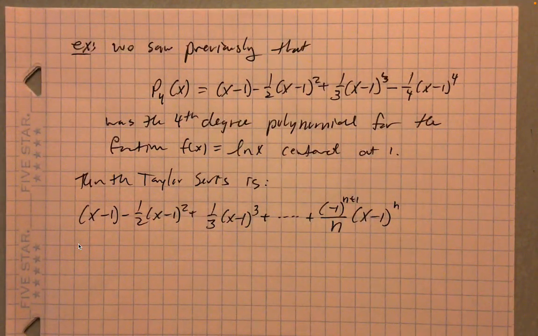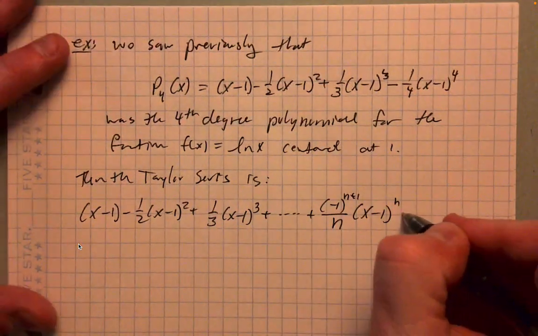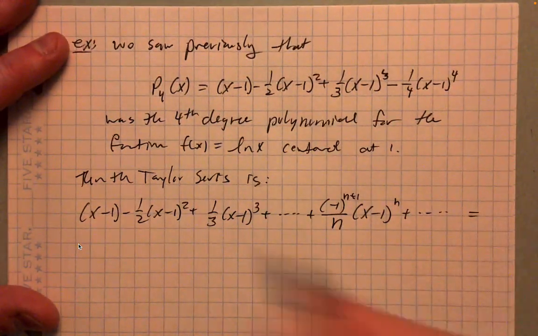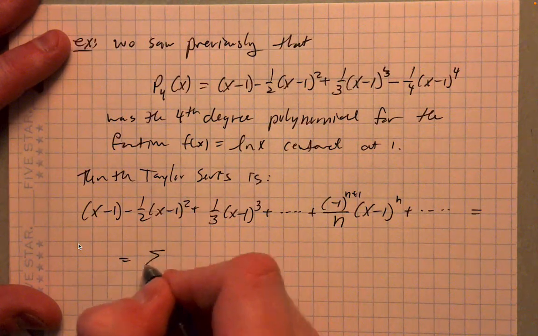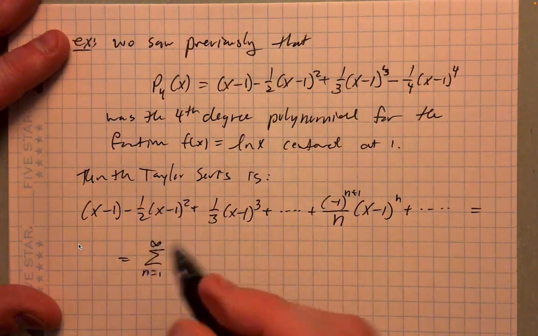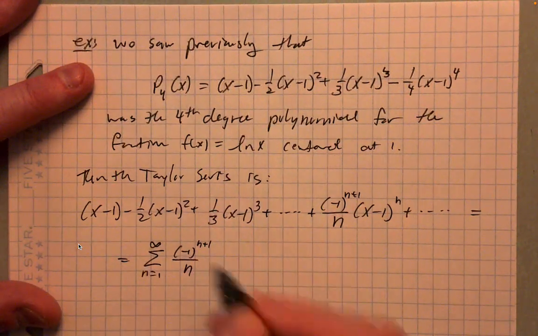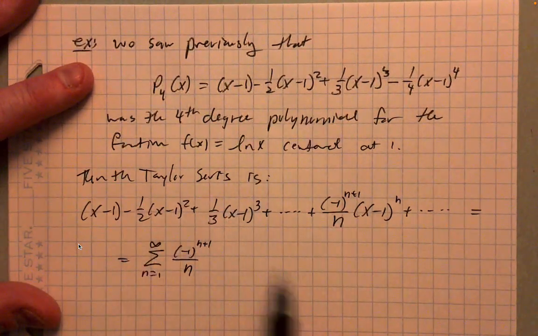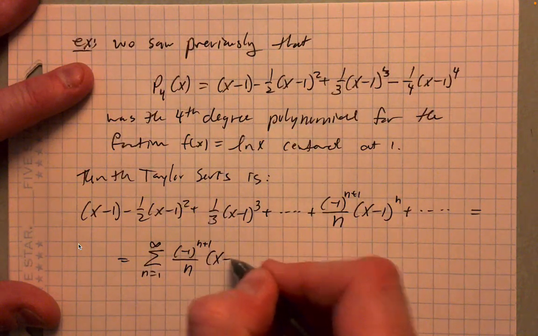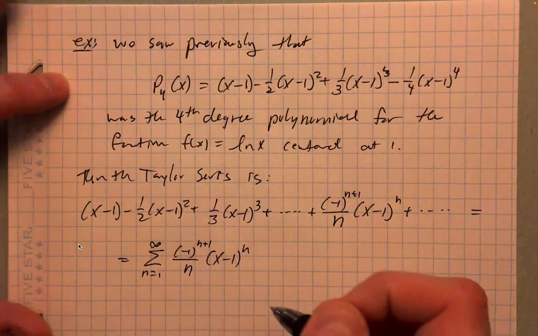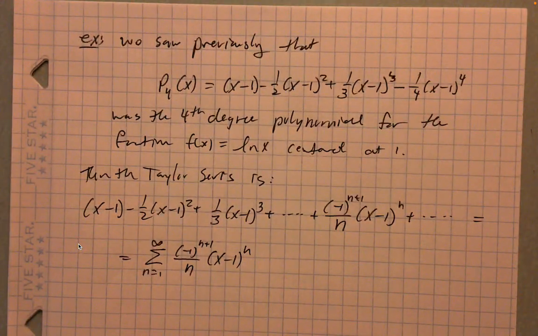Okay, and so we could write this, and well, this would be a series, so I'd continue on, but we could write this as the sum from n equals 1 to infinity of negative 1 to the n plus 1 over n, right? That captures all the coefficients, you can see that clearly. And then x minus 1 to the nth power. So that would be the Taylor series based on this polynomial.